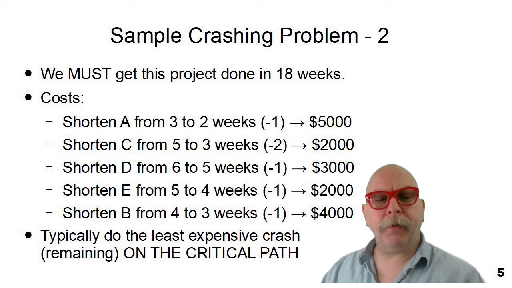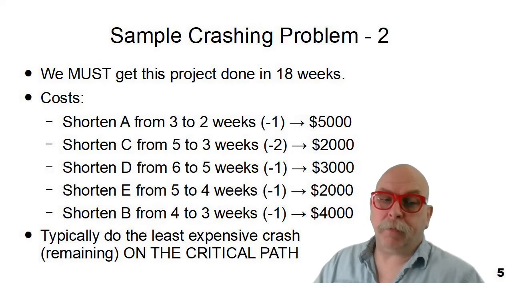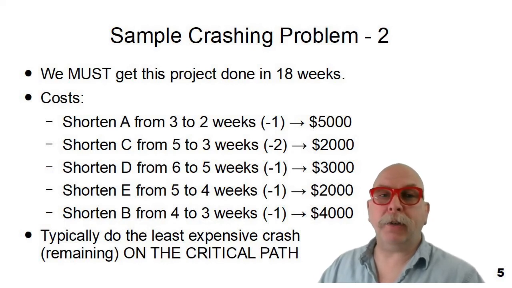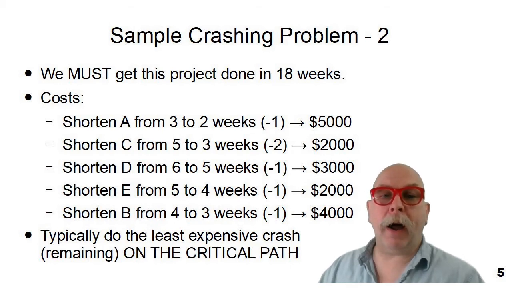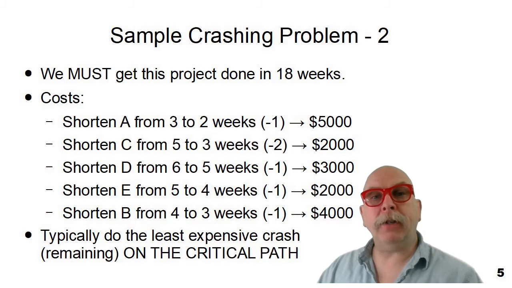Notice that F couldn't be shortened because there are often some work packages that just can't be shortened. You just can't do it any quicker. So the typical thing to do when you're given a crashing problem is to identify work packages on the critical path and shorten the cheapest one of those first.